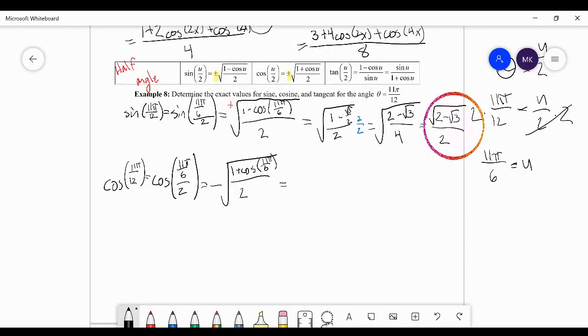Now, if you notice, the only difference between sine of u over 2 and cosine of u over 2 is that it's 1 minus versus 1 plus. So we can use all of the work we just did to save us some time, and we get negative 2 plus root 3 over 4. Okay. And that's it.